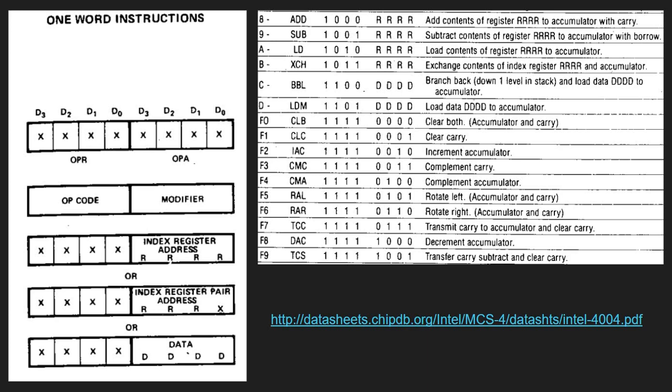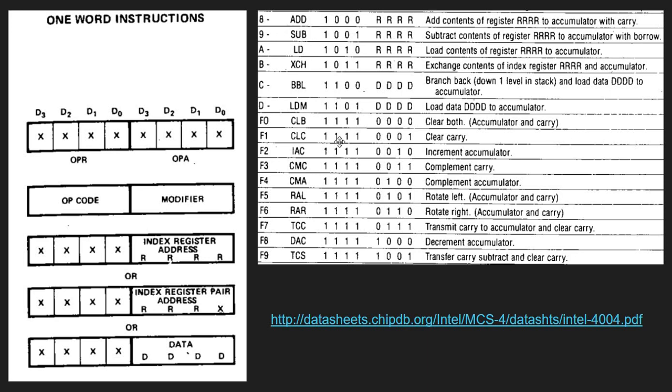Considering the one word instructions, they are always separated into two 4-bit parts, where the first part encodes the opcode, and the second part is known as a modifier, which means it can either contain data or some address. And from the datasheet, I've included here several instructions. For example, an add instruction is encoded as 1000. This is binary, so it's actually the number 8, sorry, and it also contains the register number that will be added to the accumulator.